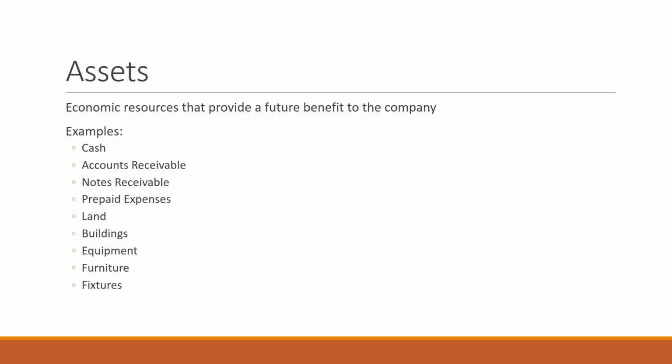Now, a quick rundown of these account categories and some examples. Assets are, of course, economic resources that provide a future benefit to the company. Some examples of assets, of course, cash. Cash is our number one thought of asset. Accounts receivable. This is when we sell something to a customer, but we have not yet received cash. We have sent them a bill. This is still an asset because this person owes us money. Notes receivable, prepaid expenses, land, buildings, equipment, furniture, and fixtures. All of these are economic resources that will provide a future benefit to our company.